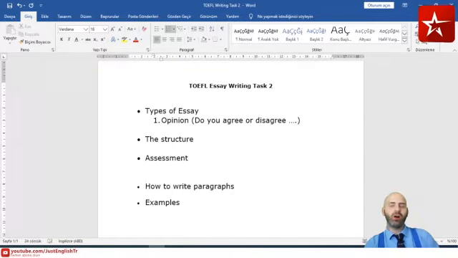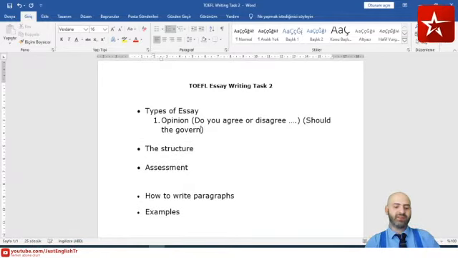Or maybe there can be a question like, should the government blah blah blah? So you have only two options. Yes, the government should, or no, the government should not. Yes, I agree, or no, I disagree. This is the opinion type of essay, when you have two possible options and you need to choose which option is your opinion.